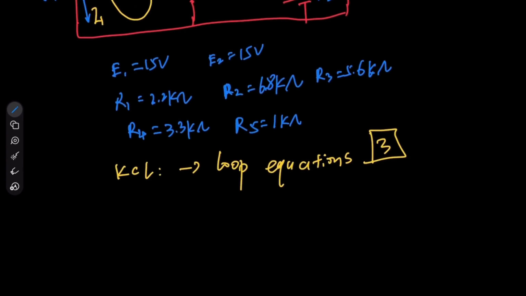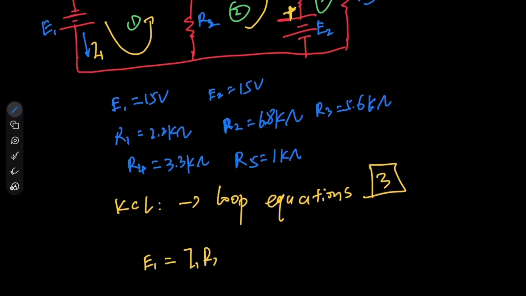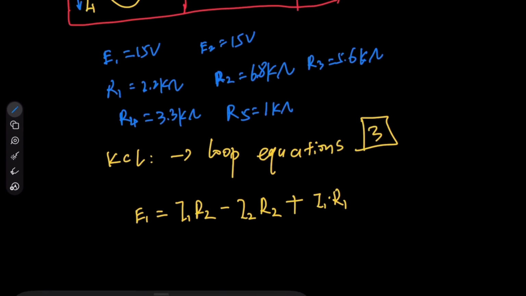So we need 3 loop equations. So let's say, we look at loop 1, E1 will equal I1 times R2. We also have I1 in this direction, I2 in this direction. So if we use I1 as the positive side, then since I2 is facing down, it will be minus I2 times R2. Then we plus I1 times R1. That's our first equation here.